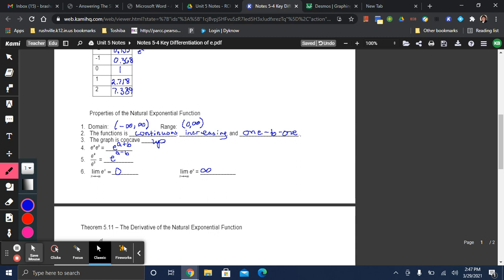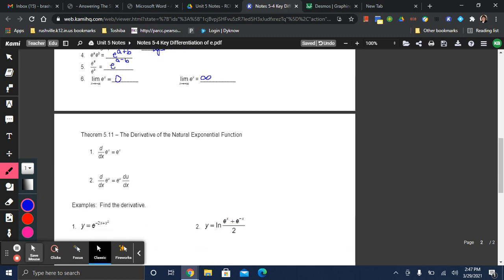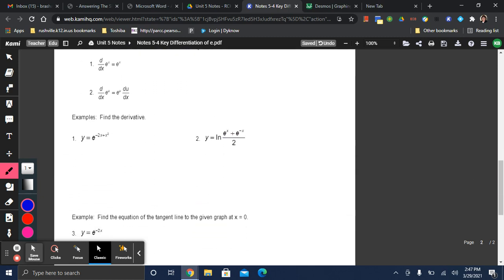So that's just a little bit about e, but we're going to do the derivative. I think you're going to like this derivative because e to the x, its derivative is itself. And so the derivative of e to the x is e to the x. Of course, most of the time, your exponent is going to be something other than just an x. So there's a bit of a chain rule.